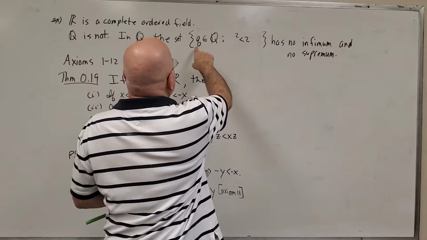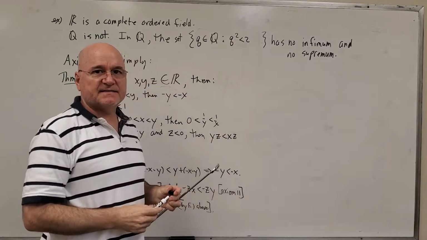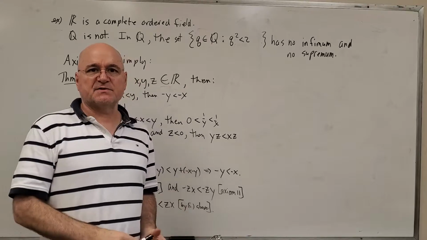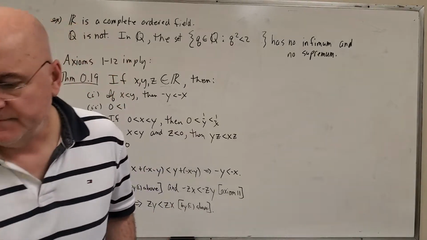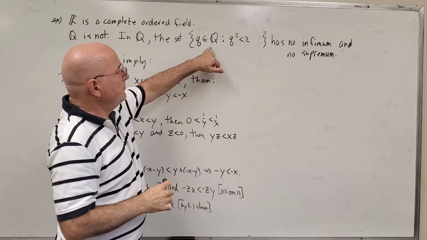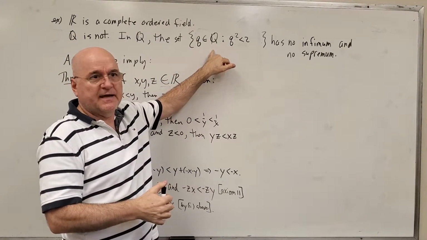The set of all q in the rational numbers such that q squared is less than 2 has no infimum and it has no supremum. And basically that boils down to the fact that the rational numbers do not have radical 2 or negative radical 2.